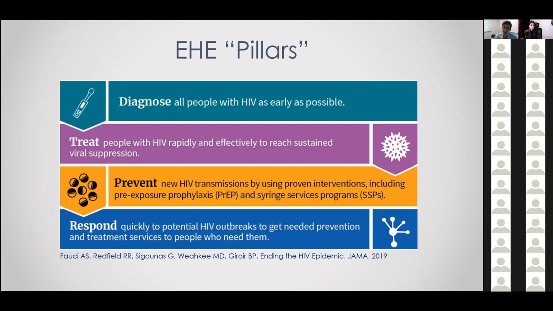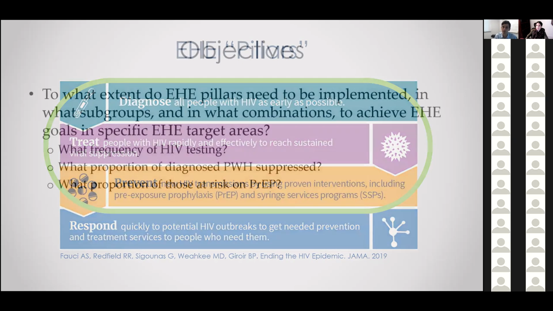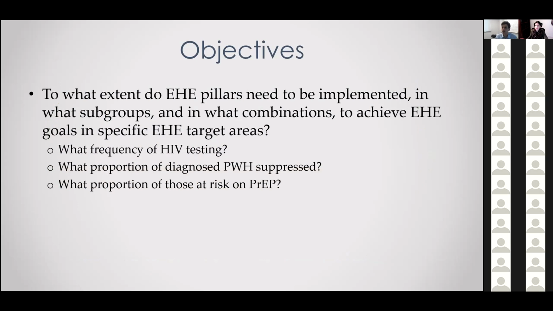And I remember hearing the early presentations on this, and it occurred to me that these first 3 pillars really present a very testable hypothesis for a model, right? And so specifically, the question that we set out to answer with a modeling study is, to what extent do you need to do these things in order to achieve your stated goal of a 90% reduction? And we want to answer that question not broadly for the nation, but for specific local epidemics, right?